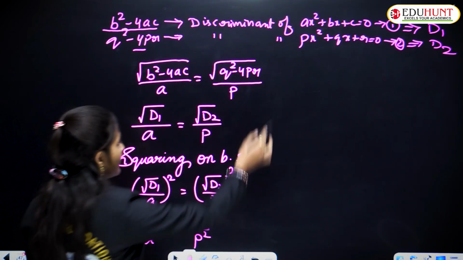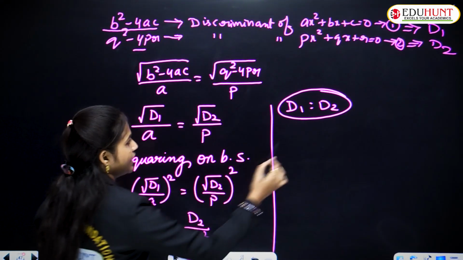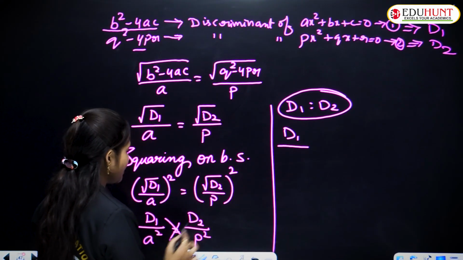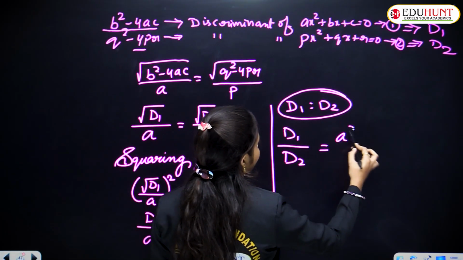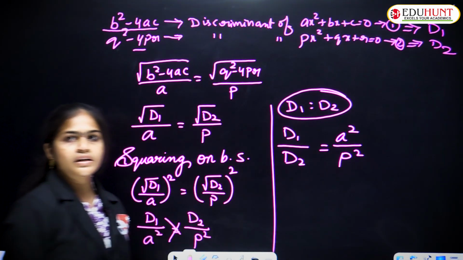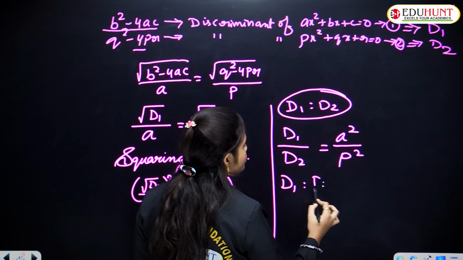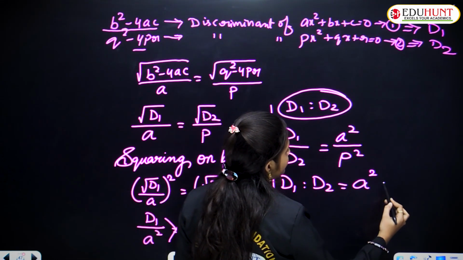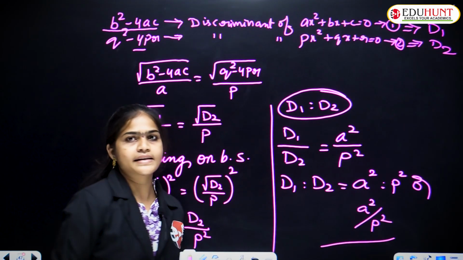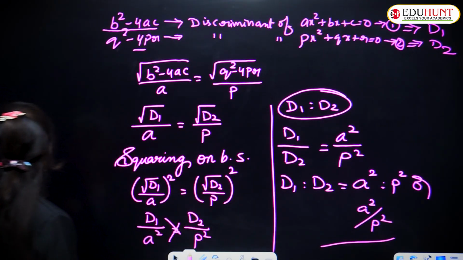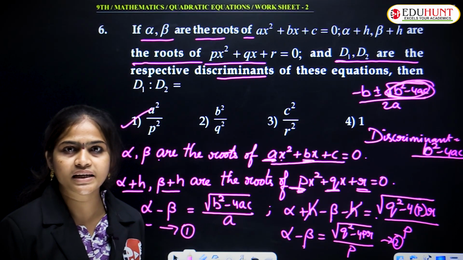Okay, now they are asking D1 by D2. So the D1 to D2 value they are asking, no. So by cross multiplication, D1 by D2 is equal to a square by p square. Understand? That division we can write as D1 is to D2 in ratio form, which is equal to a square is to p square, or a square by p square. So what is the solution here? Answer is a square by p square. So option 1 is the correct answer. Am I clear to you?